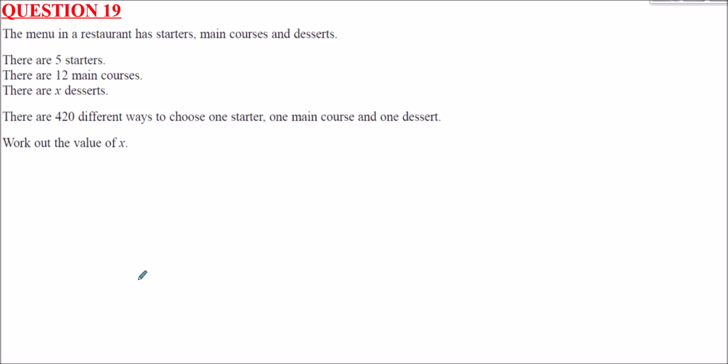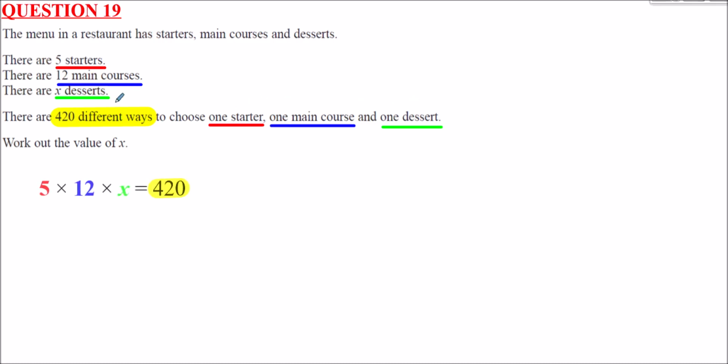Question 19. In a restaurant, we have a menu which has got starters, mains, and desserts. So there's 5 starters, 12 mains, and X desserts. We're told that there's 420 ways to choose 1 starter, 1 main, and 1 dessert. Find the value of X. Well, the total combinations will be the total number of starters, multiply the total of mains you could match the starter with, and then multiply that by the number of desserts you've got to choose from. So 5 times 12 times x must equal 420.